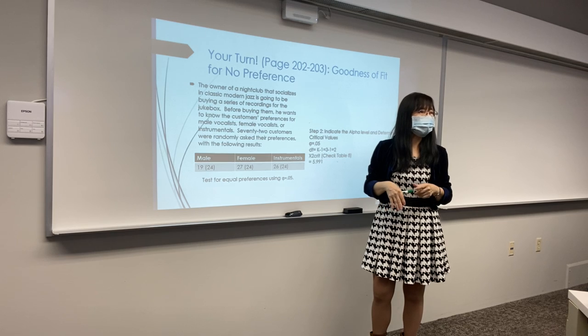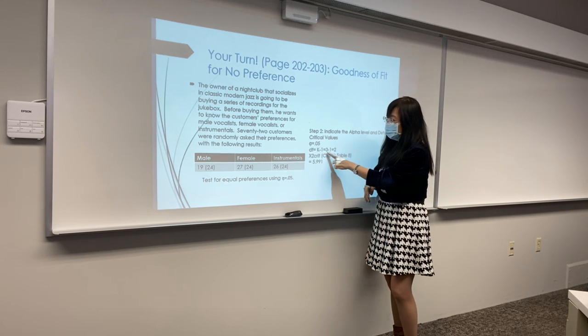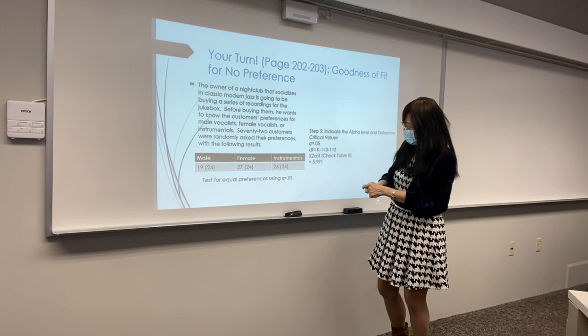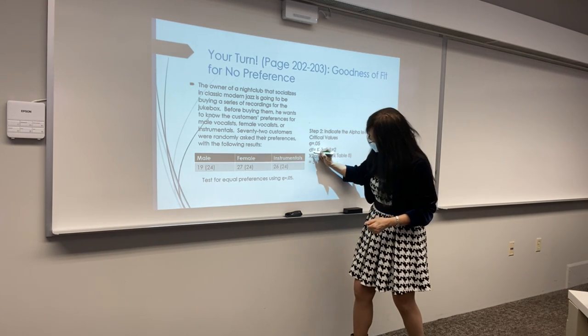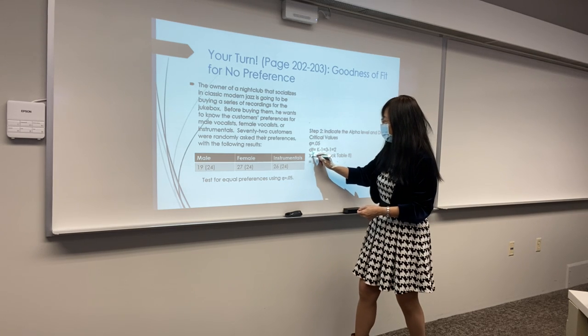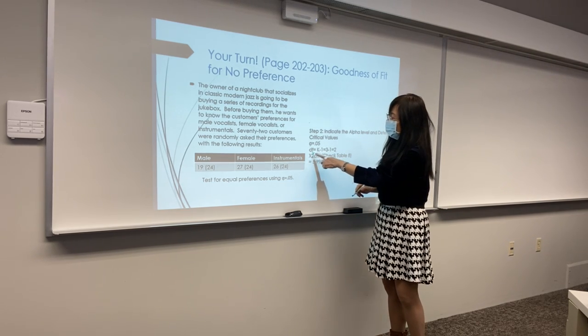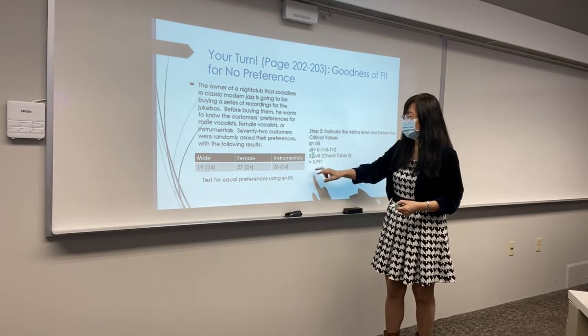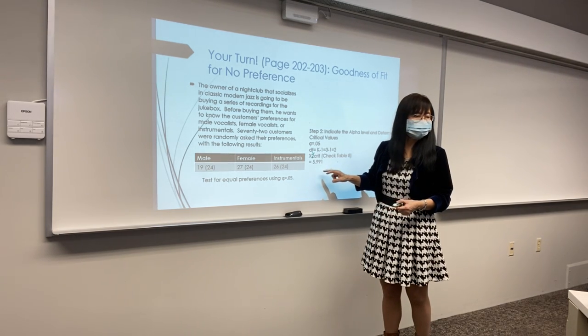Okay, I'm glad you asked. This time it is 3 minus 1, which is 2. I thought I put in the superscript, that 2 is supposed to be on the top. The chi-square critical value, if you check the table, is supposed to be 5.991.